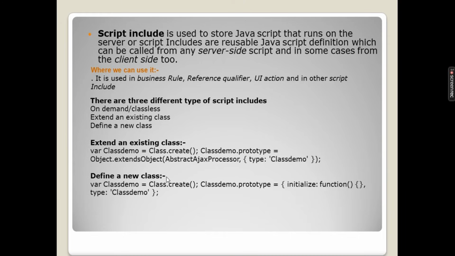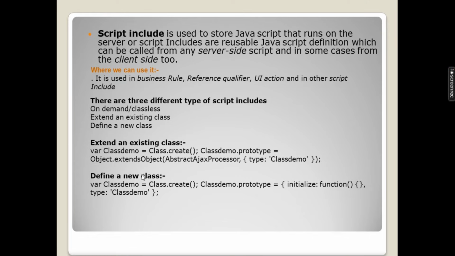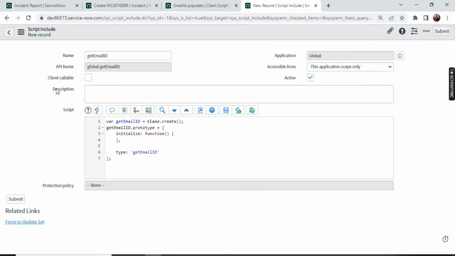What is that? Define a new class. This is the way you will see it. Yeah, this one. Define a new class. If you try to extend anything, you will get the extended class. So I will extend it because I have to send it to the client side. Let's go back. Okay, now obviously you always have to check this box called client callable.